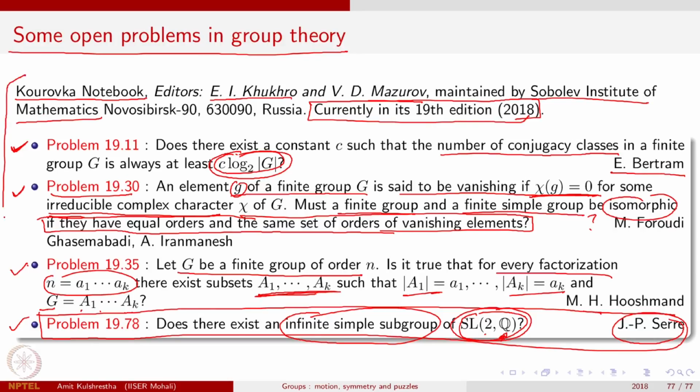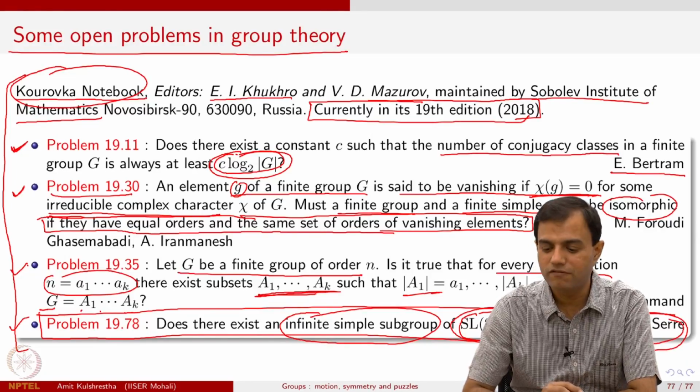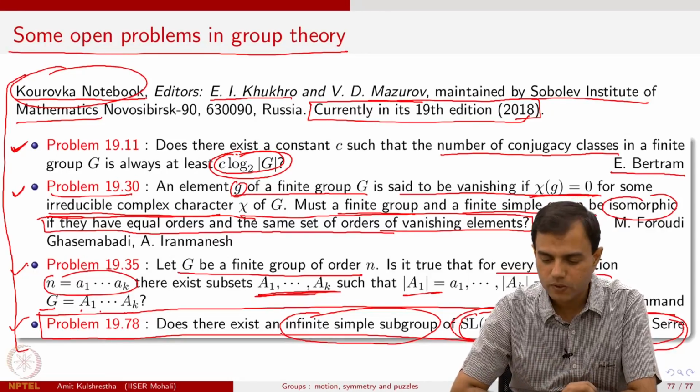So through this I just gave you a glimpse, and each year in Kurovka's notebook they keep adding problems. The 19th edition is the latest; in it they have added some 111 problems, and overall there are thousands of problems in Kurovka's book which are still open. They also keep updating which problems have been solved, or if some progress is there, the current status. So it would be quite interesting if someone can even make a small comment about these or some examples. That would be quite worth it.